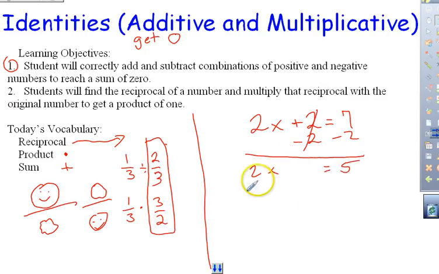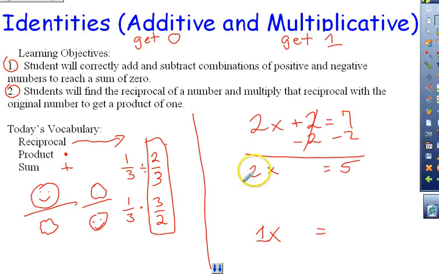And then we need to get rid of the 2. Well, that's what this other thing is. That's what the second objective is. It gets you to 1 because our answer is going to be x equals something, right? That's 1x. We don't write the 1. We just put x equals. But we have to figure out how you get from 2 to 1.